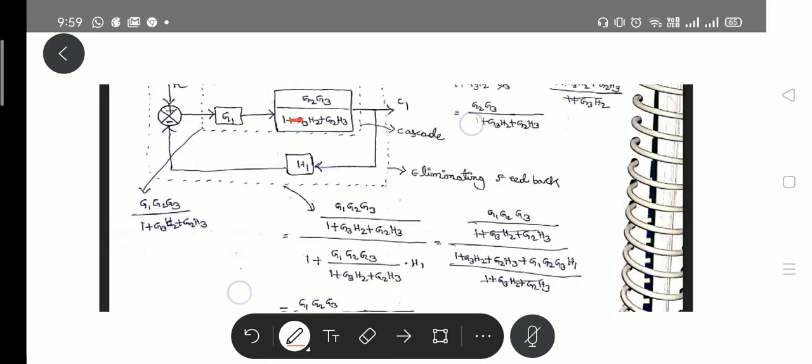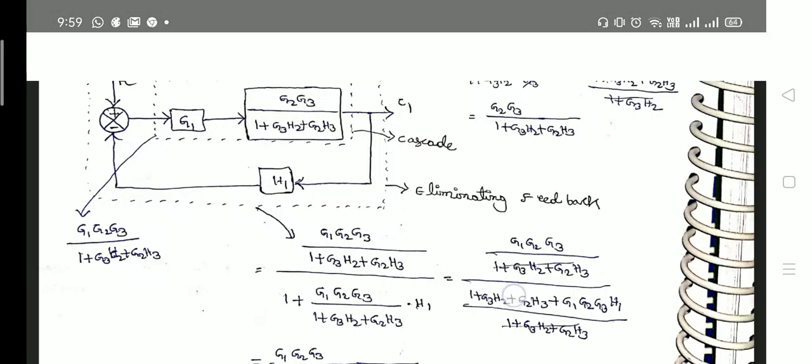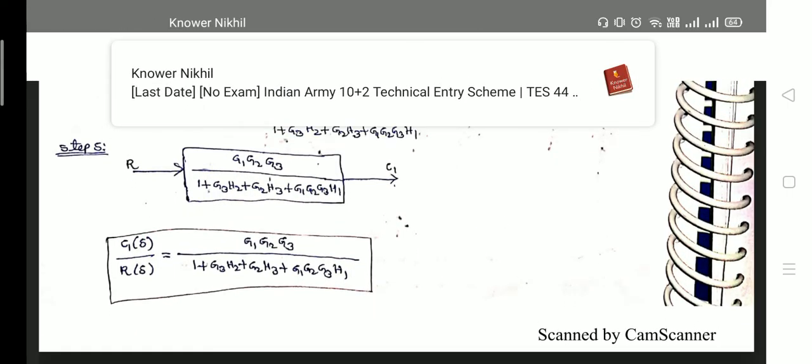Then after, we can simplify this negative feedback loop again. What will we get? Finally, the output of the function is C1(s) by R(s) is G1 G2 G3 by 1 plus G3 H2 plus G2 H3 plus G1 G2 G3 H1. Okay, this is station 1, case 1.